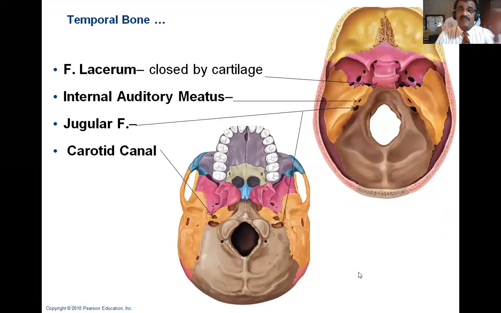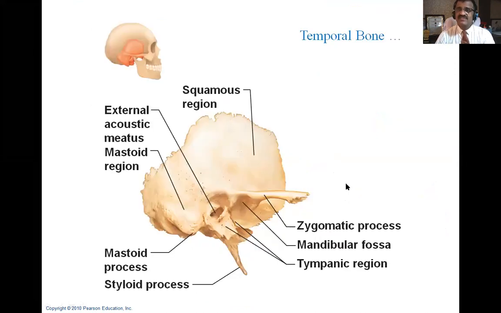Temporal bone from below, if you see, you can see foramen lacerum, which is closed. Actually, it is between the temporal bone and the sphenoid bone. You can see the jugular foramina, here for the internal jugular vein to start. Internal auditory meatus means the opening of the ear inside and for the passage of two nerves, the 7th and 8th cranial nerves. And you can see the carotid canal here for the entrance of internal carotid arteries in the head. So these are the things from below.